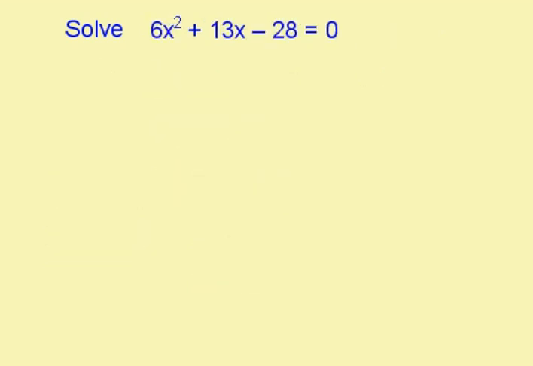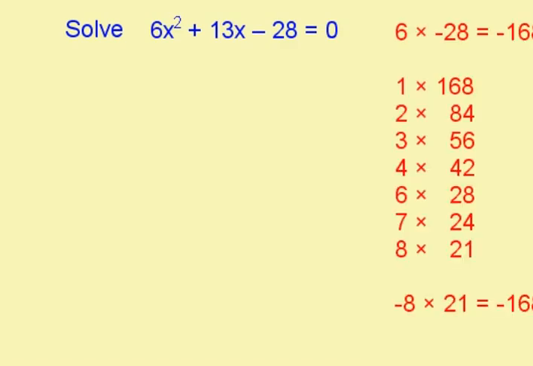This is a much more difficult question, but we can still do it using the same method. Take the coefficient of x squared, 6, and multiply by the constant, minus 28. This gives me minus 168. I'm now looking for two numbers that will multiply to give me minus 168. That means one of them must be a negative, and they need to add to give me plus 13.